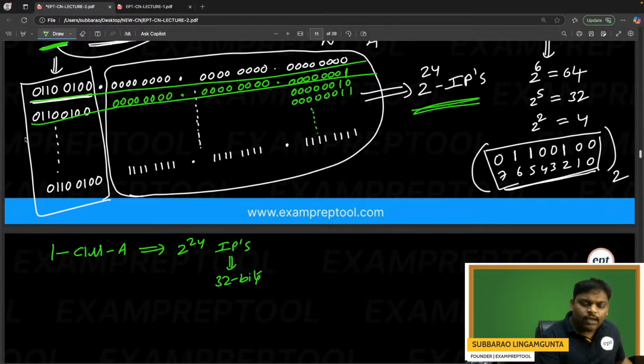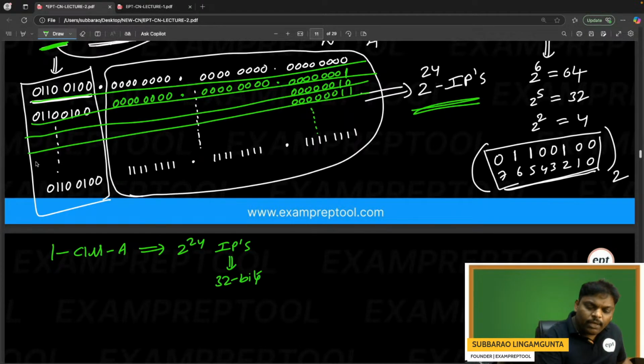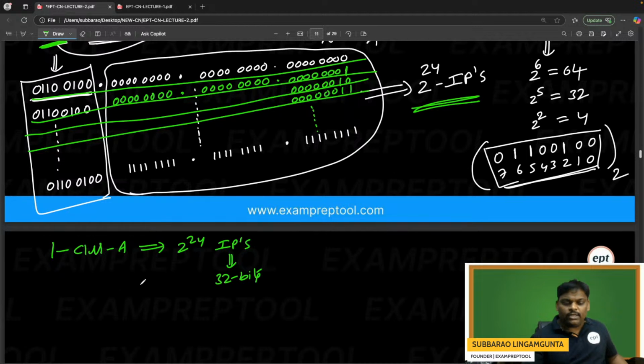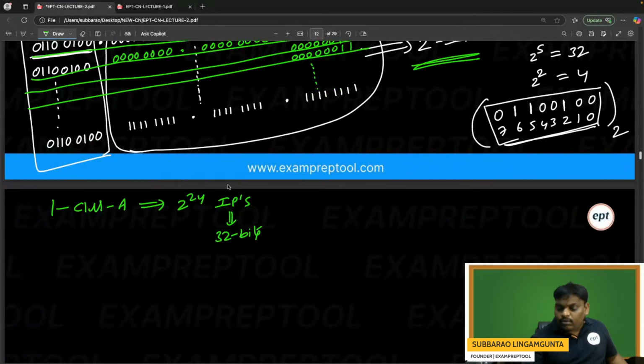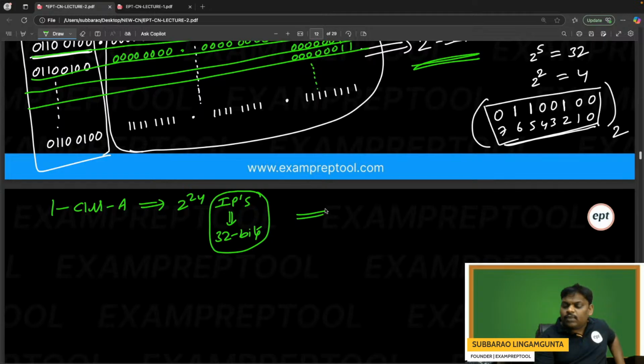Every IP contains 32 bits. Try to understand. One class A network contains 2 power 24 IPs. Every IP requires 32 bits. IP means 32 bits. One class A network contains 2 power 24 IPs. Every IP needs 32 bits. In all these 2 power 24 IPs, every IP contains 32 bits.